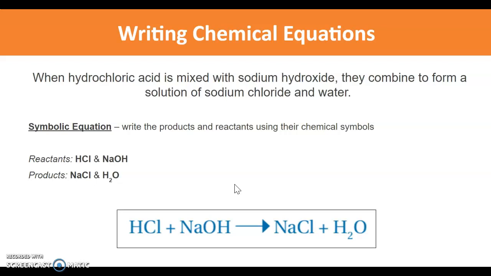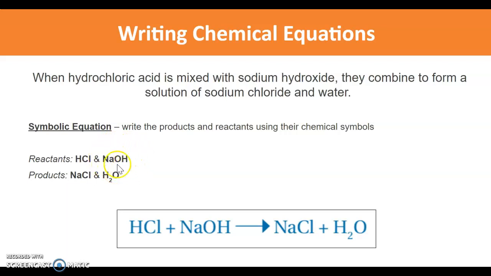Here's another one that's asking you to do the same formula, but using symbolic equations. Here you've got exactly the same process. You figure out what your reactants are, and you know that HCl is hydrochloric acid. It's a hydrogen and a chlorine, and its formula is HCl. This is one you will just pick up along the way as you go through chemistry.